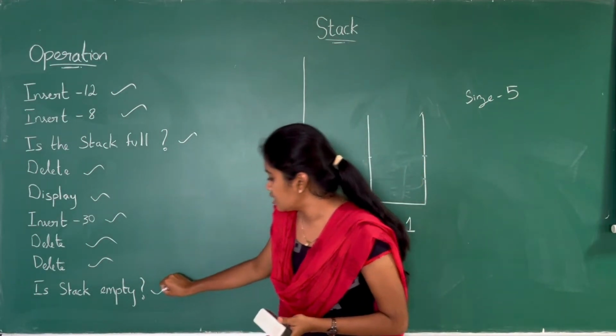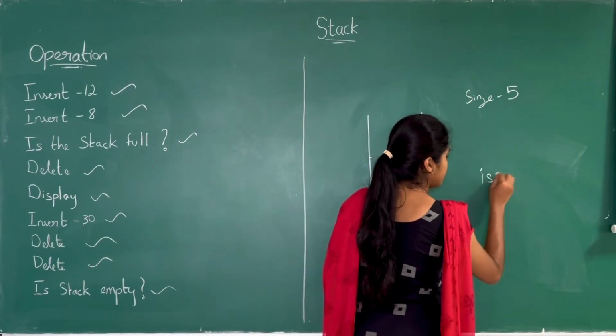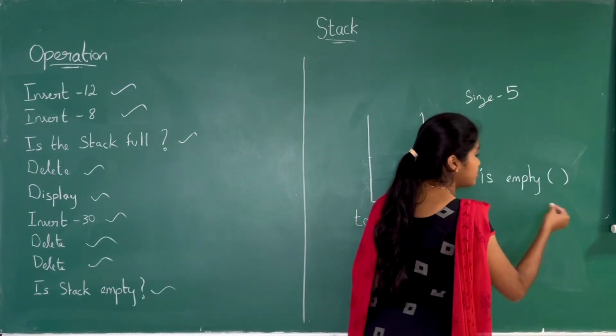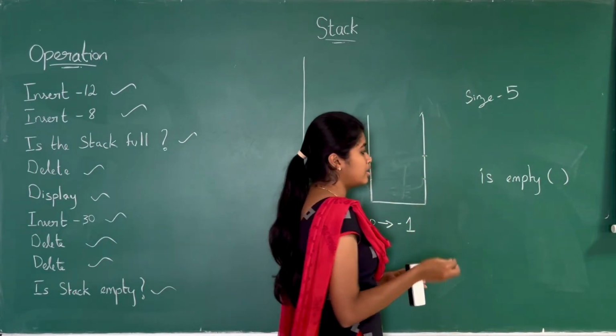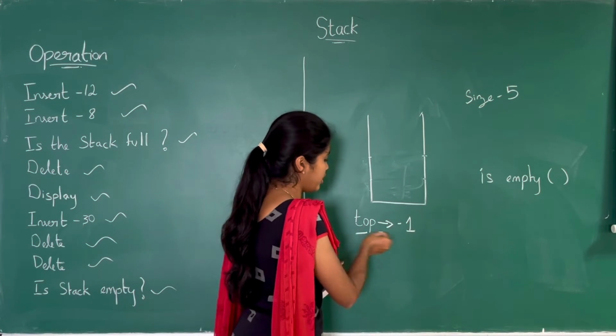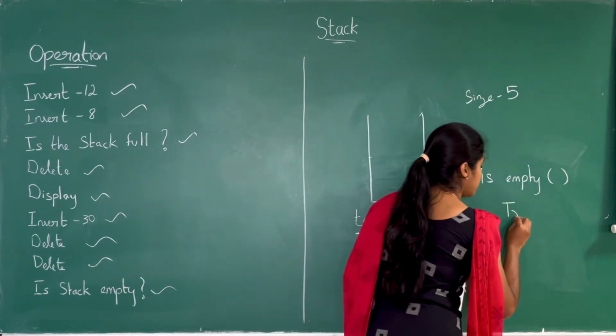The next is stack empty. This empty function is used. This function returns a boolean value that is either true or false. In our case, top points to -1. That means the stack is empty, so it returns true.